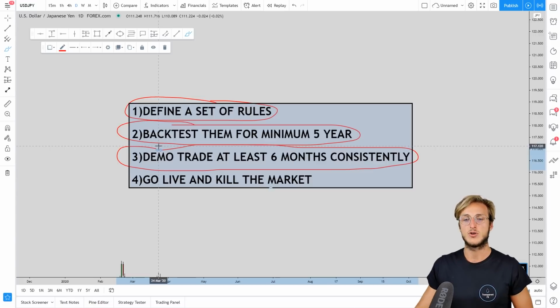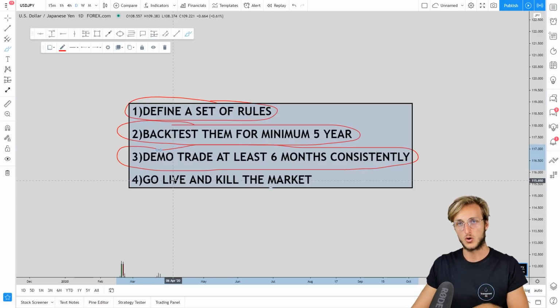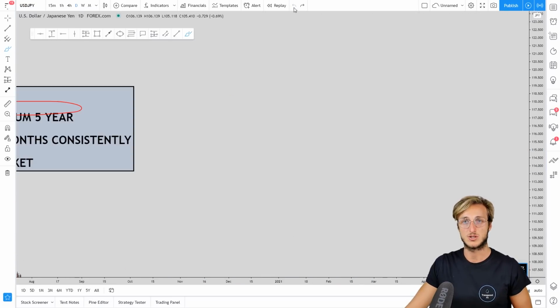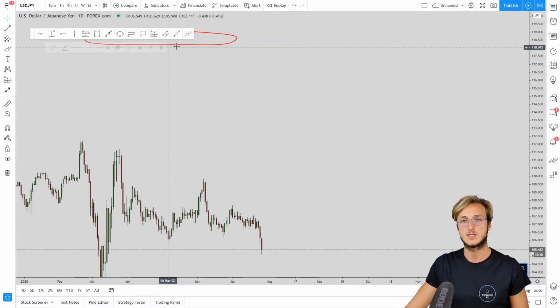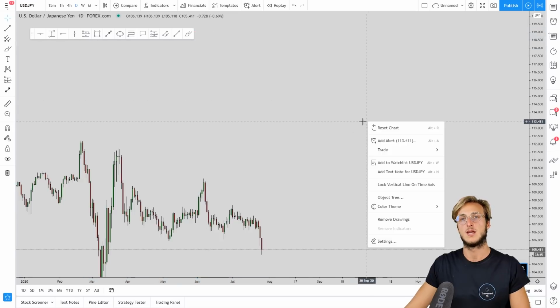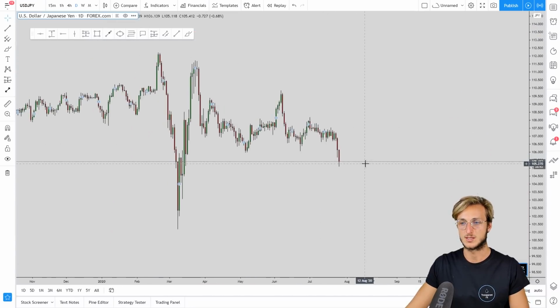And only then, after you have followed all these 3 steps, only then you can actually go live and you can kill the market consistently in the long term because you have a profitable rule-based strategy and you also know how to trade it. Okay, so how to apply the rules in actual live market conditions. Now that you know which are the steps to actually developing a trading strategy, let's go and make a full analysis on USD JPY and see what is the situation at the moment and where is the opportunity that we can be looking for on this pair.